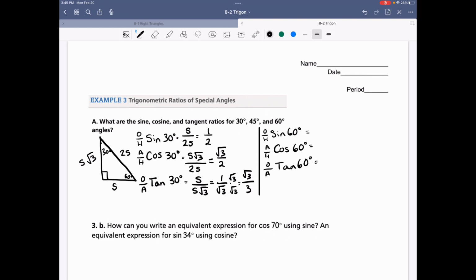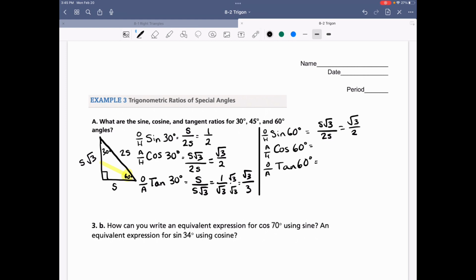Cheesy jokes aside, the sine of 60, so I'm looking at this angle 60. The opposite side is s root 3, and the hypotenuse is 2s. So that's going to be root 3 over 2, which you saw as the cosine of 30. So now the cosine of 30 is root 3 over 2, and the sine of 60 is root 3 over 2. So there's already a pattern.